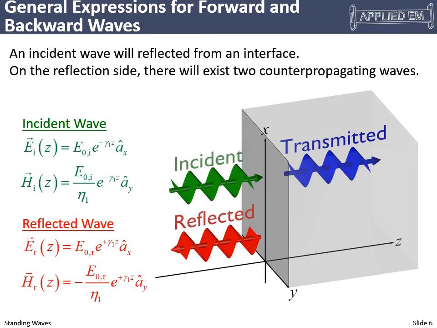We don't need any expression in this case for the transmitted wave, because the standing wave is completely on the left side of the interface where we only have the incident and reflected wave. So for this analysis, we don't really care about the transmitted wave.